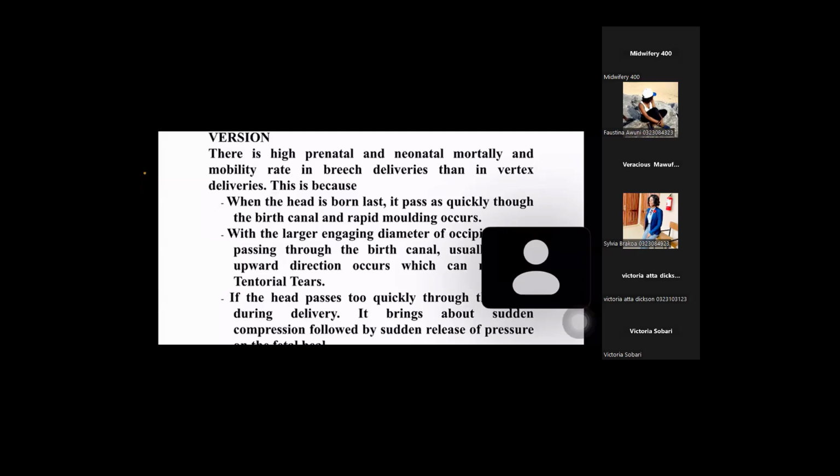Please, with the first point, with my experience, when the body is delivered and the head is the last part to be delivered, when molding occurs, in most cases when the head is well flexed, the molding occurs very fast and the head comes out easily. But when the head is not well flexed, that is when you have the problem. That is when you have to locate the chin and help to flex the head for the head to be born.